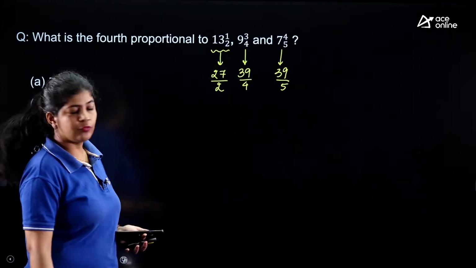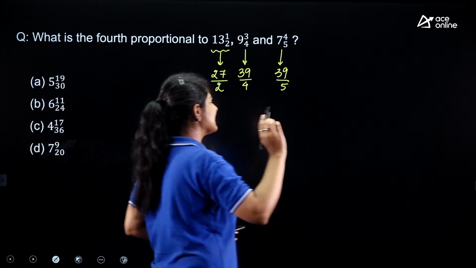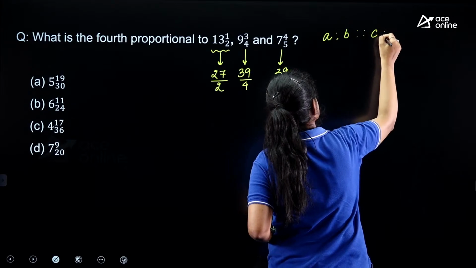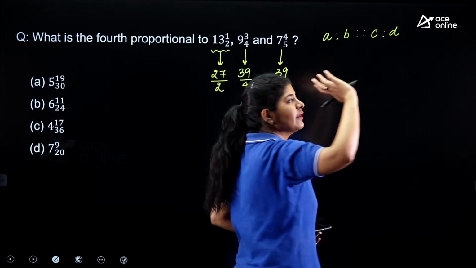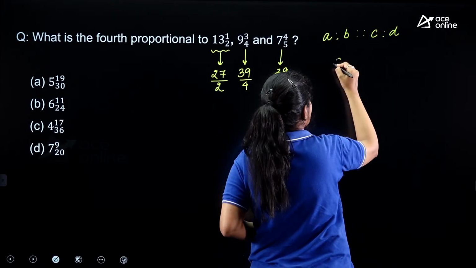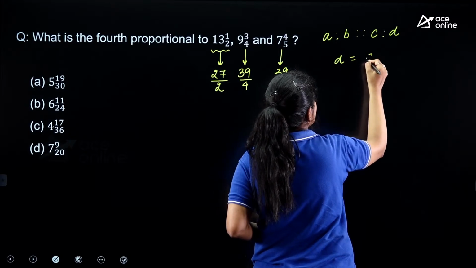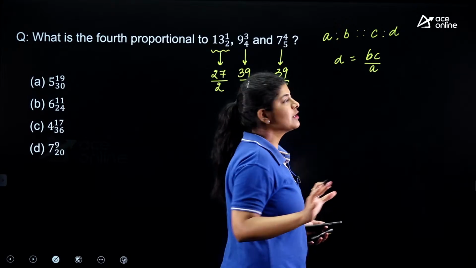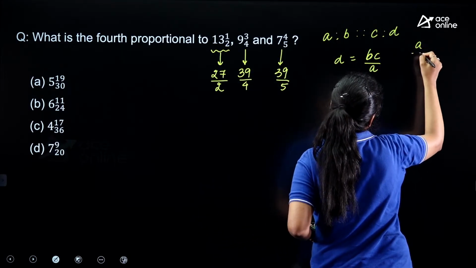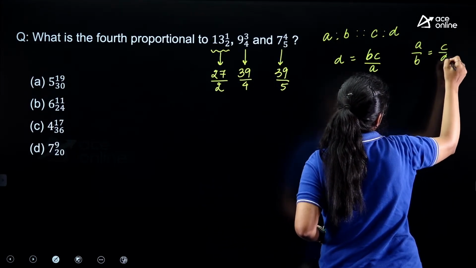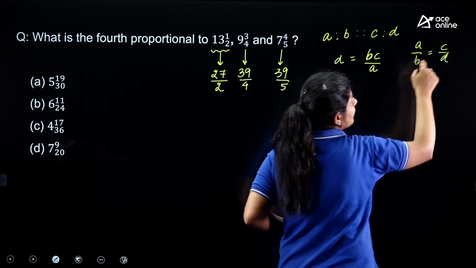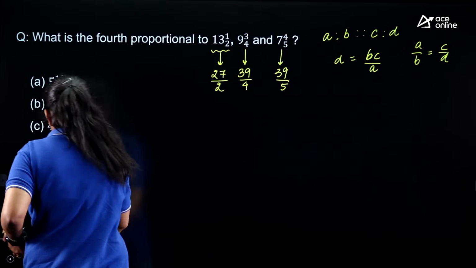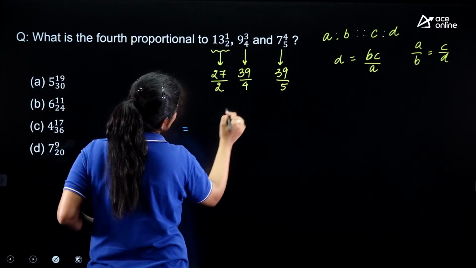And if you want to find out the proportional, the property says that if you are having A ratio B and you are having C ratio D, and let's suppose you need to find out the fourth proportional, you need to find out the value of D, then that is nothing but BC upon A. Basically the question is trying to say that A by B is nothing but equals to C by D, right? And if you want to find out the value of D, it will become BC by A. So I'll just put the values in the formula and I'll get my answer.